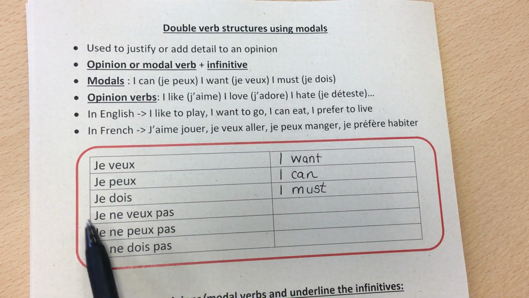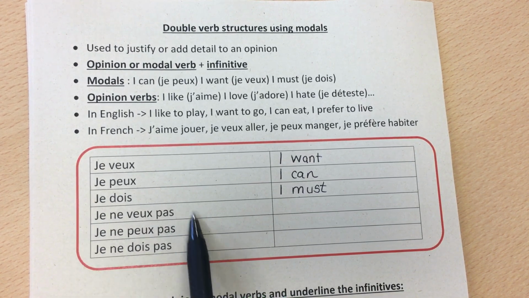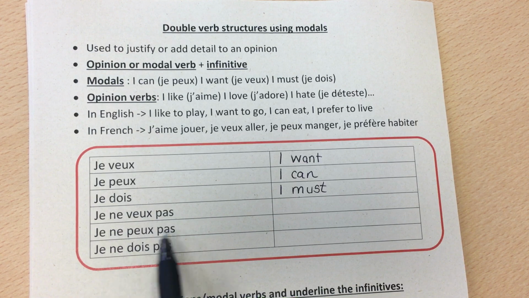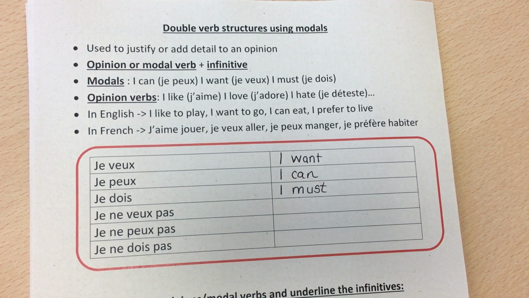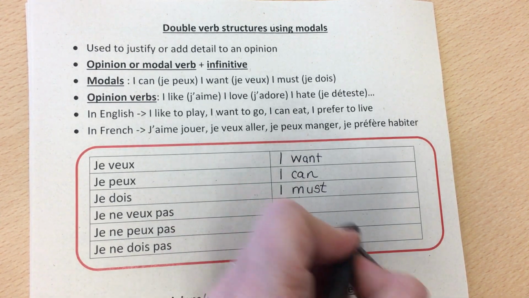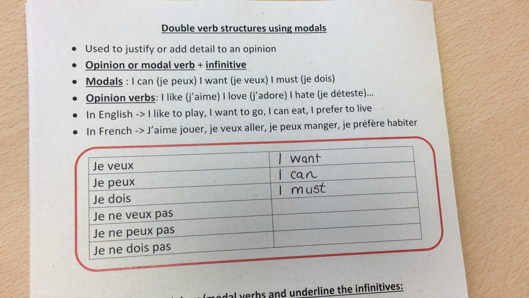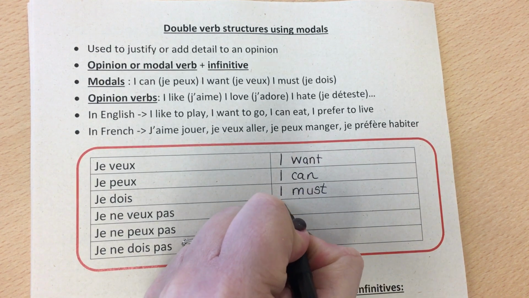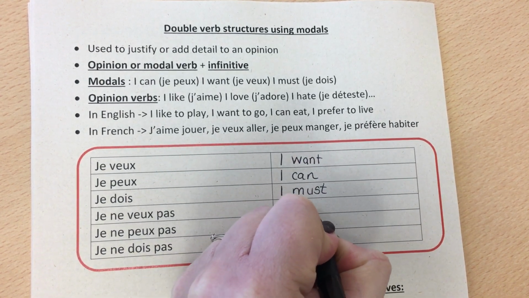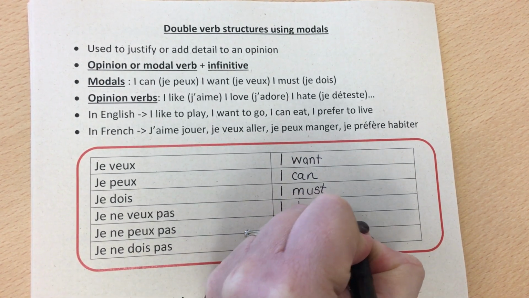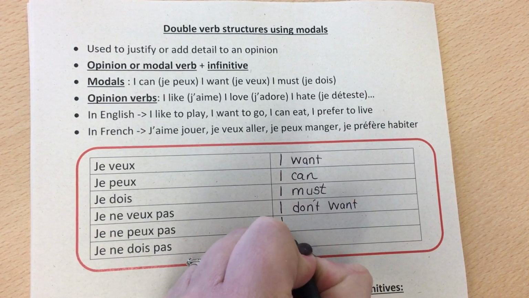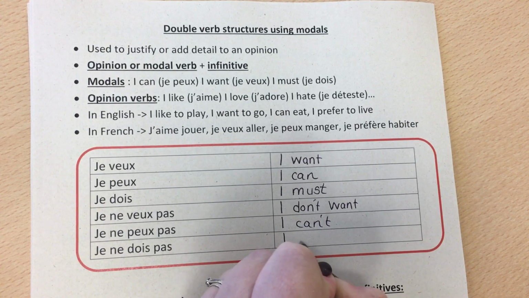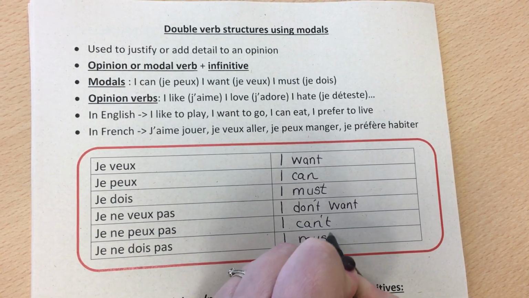What then do we think might be going on with these three examples down here? They're the same modals, but we've added a ne and a pas. Have a little think. I'm sure you got it. It's just like the difference between j'aime and je n'aime pas. The ne and the pas makes the verb negative. So we now have I don't want, I can't, and I must not.